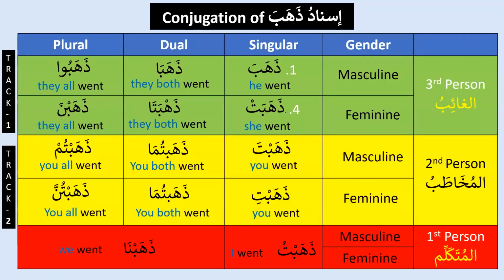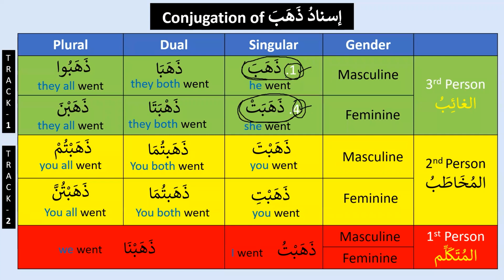Now we have learned isnadu dhahaba. Just for your reminder once again, you can see over here that the past tense always starts with the third person singular. As we can see over here, it starts with dhahaba. And what I want to highlight over here is number 1 and number 4. Now, if you remember, starting from book number 1, I told you that number 1 and 4, one day, inshallah, we will come to know why we put the numbers. And today the time has come that we will come to know why we have used these numbers, number 1 and number 4.